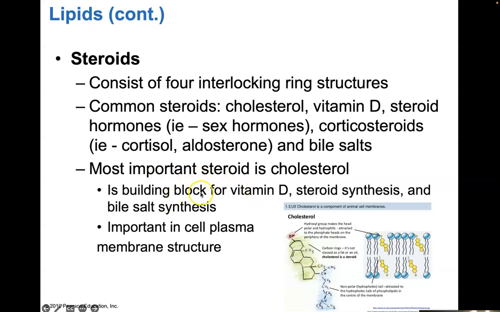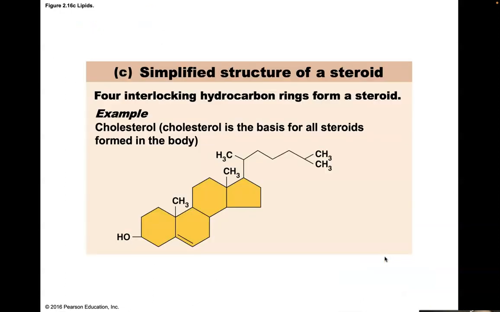The most important steroid again is cholesterol. It becomes the building block for things like vitamin D, for steroid synthesis, so the steroid hormones in our body, as well as bile salt synthesis. And again, it's a really important structure for maintaining the fluidity of our plasma membrane. When you look at a steroid, it's just these 4 interlocking hydrocarbon rings, and that's the base for our steroid, okay? And then different structures coming off of those 4 interlocking hydrocarbons are going to differentiate what one steroid is from the other.